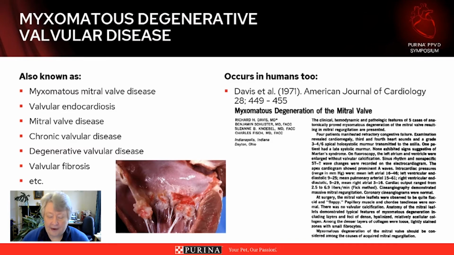So we've obviously known about this for a very long time in dogs, and we'll look at some of that history, but it does occur in humans. So this is one of the earliest papers I found about myxomatous degeneration of the mitral valve, and they suggested that it should be considered as a cause of acquired mitral regurgitation in people, but the prevalence is very much lower in people, less than 1% or so of the human population, and it is age associated as well.